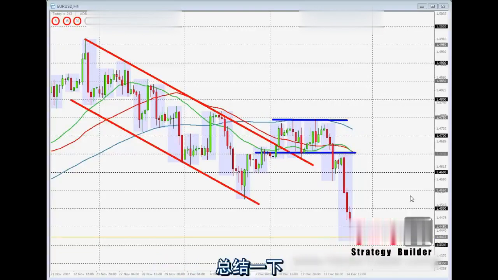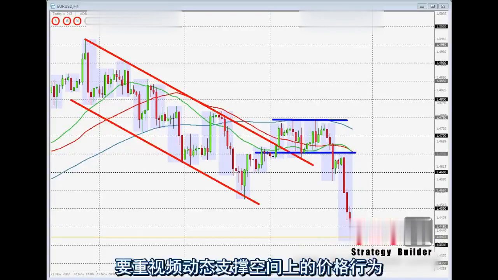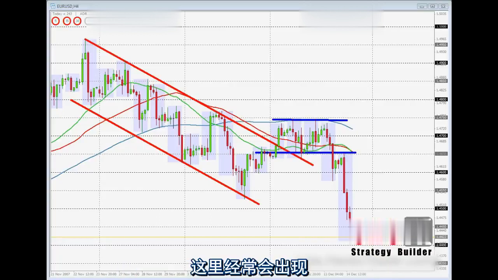To recap in a little bit, keep an eye on price action around the area of the moving averages. Sorry, more often than not, it will give you a clear indication.